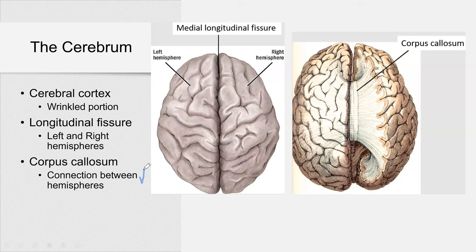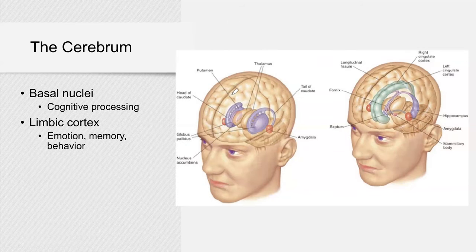these two hemispheres. Now, if you look at the surface of a cerebrum, you will find cerebral cortex. It says over here, wrinkled portion, right? So that's the superior part, the cerebral cortex. Now, if you look deep to the cerebral cortex, you will find a structure that is called basal nuclei. So this is a collection of gray matter, shown on this diagram over here. And this is for your cognitive processing, and also basal nuclei are important in movement of your body and your muscles.